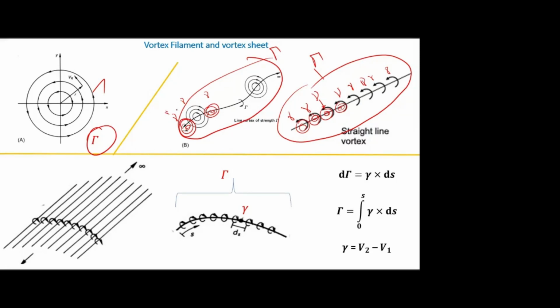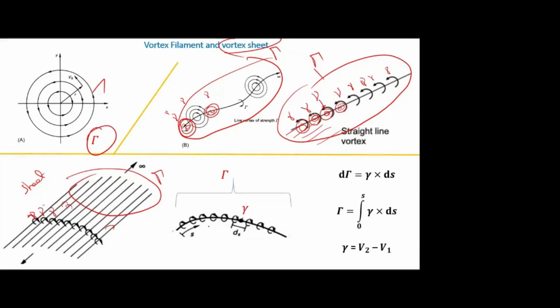The next one is vortex sheet. If you place n number of vortex filaments or vortex lines side by side, you can get the vortex sheet. Here also the same assumption: each vortex filament in the vortex sheet has an infinitesimally small vortex. So each has a small strength gamma, and the overall vortex sheet strength is capital gamma.